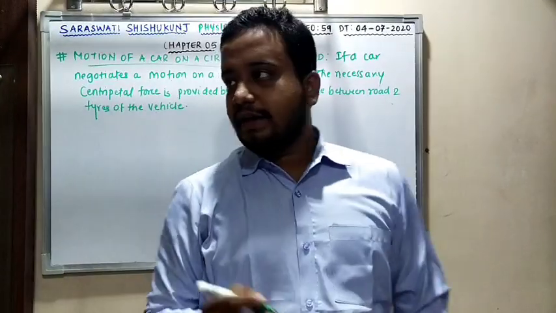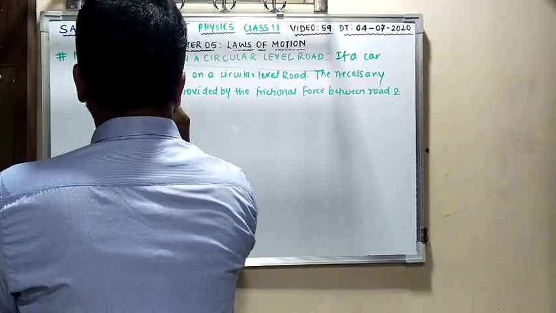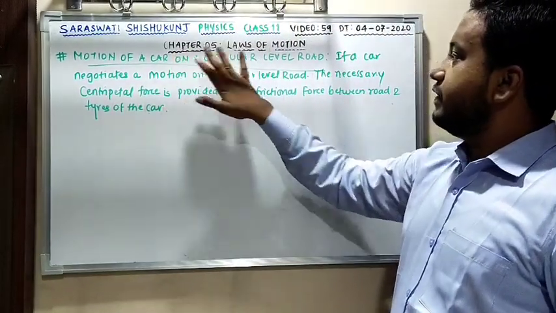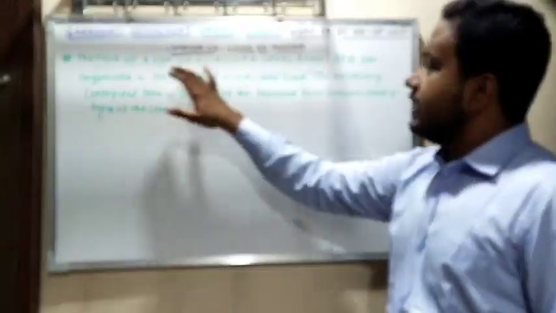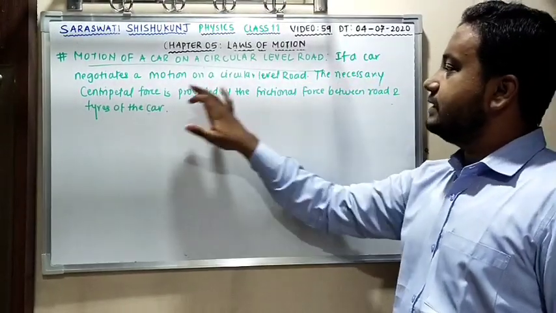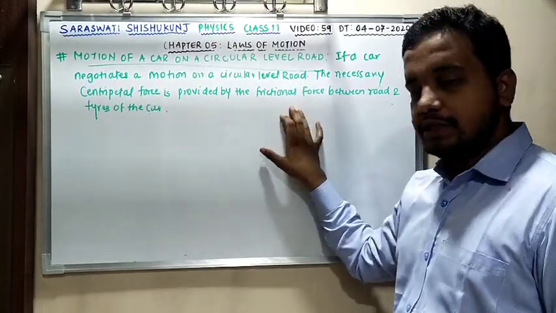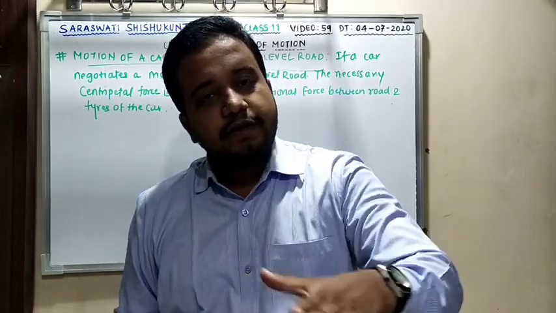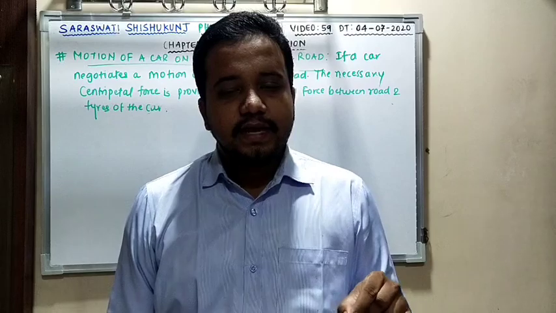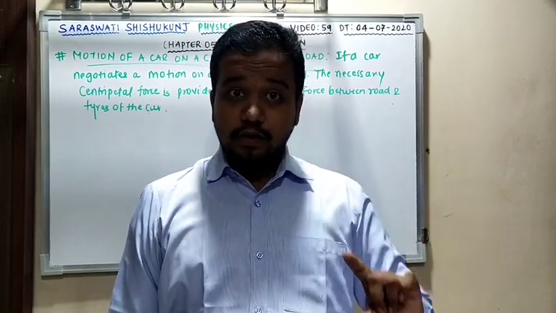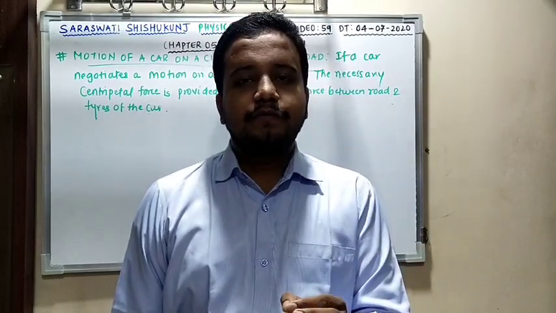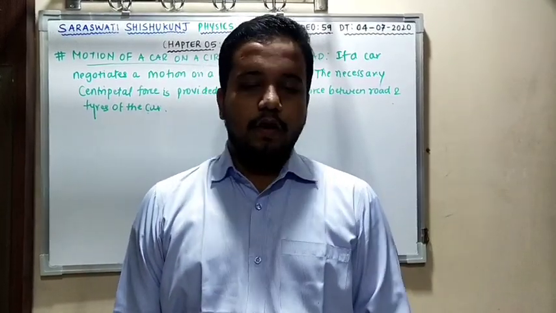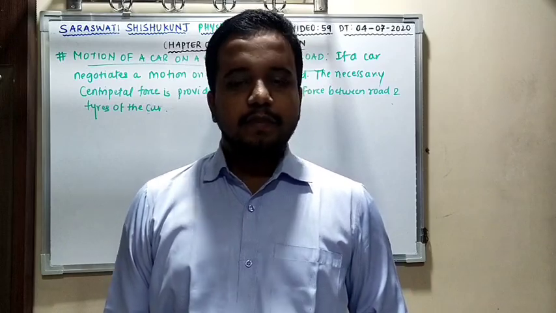If a car or vehicle, here we have taken a car, so we will consider a car. So again, for motion of a car on a circular level road, the necessary centripetal force is provided by the frictional force between the road and tires of the car. As the car moves on the level road, frictional force comes into existence, and that frictional force between the tires and the road provides the necessary centripetal force to the car in order to move on a circular road or on a curve. Till this clear perfectly? Very good.